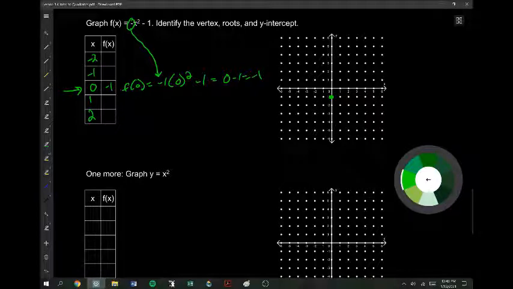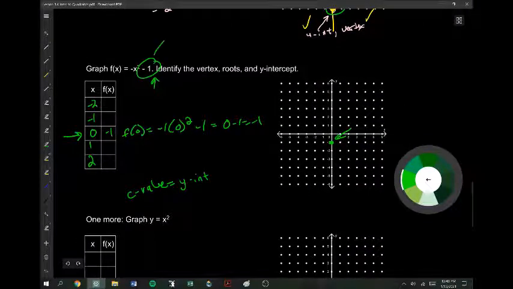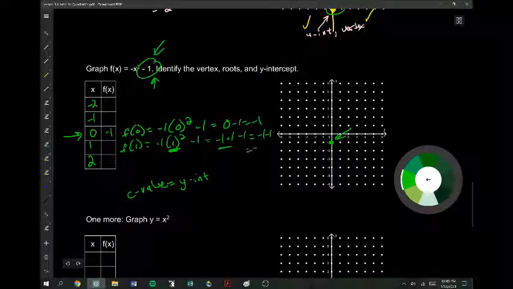F of 1, so maybe, I hope you can notice this. Whatever your c value is, that's your y-intercept. Here the c value is negative 1, the y-intercept was negative 1. Here, the c value is negative 6, the y-intercept was negative 6. So whatever your c term is, that's your y-intercept. Okay, I'm going to plug in 1. F of 1 becomes negative 1 times 1 squared minus 1, which has a whole lot of 1 in it. I do the squaring first, and 1 squared is 1. Negative 1 times 1 is still negative 1, and negative 1 minus 1 is negative 2. This is the point 1, negative 2.